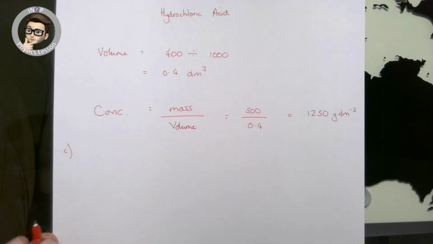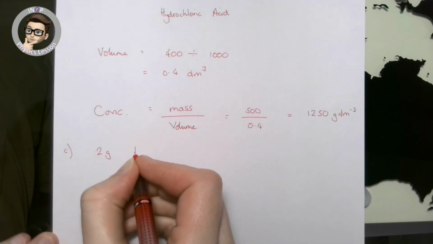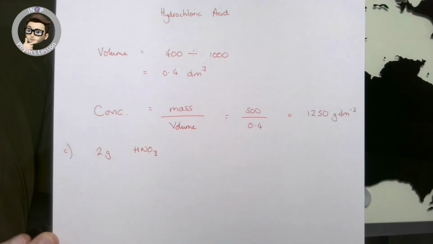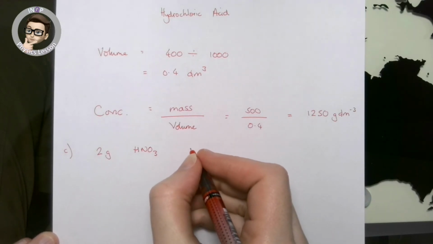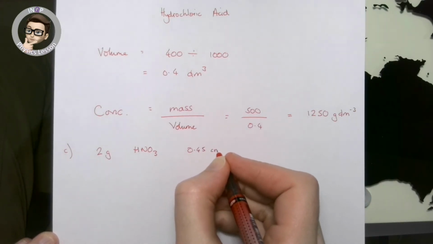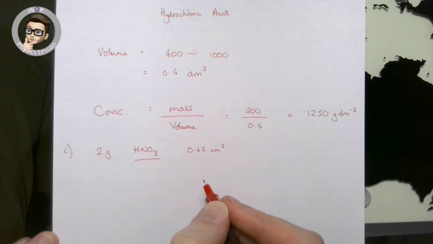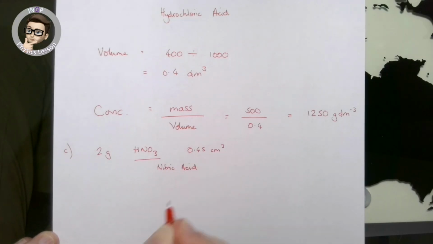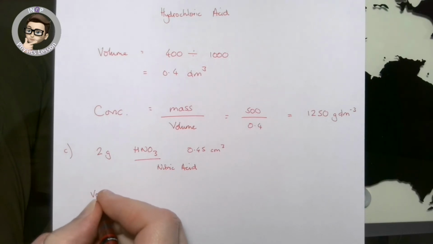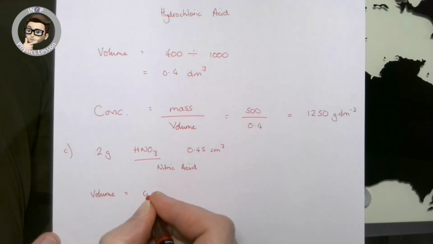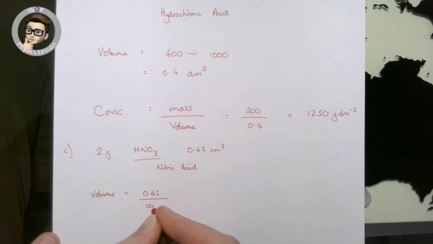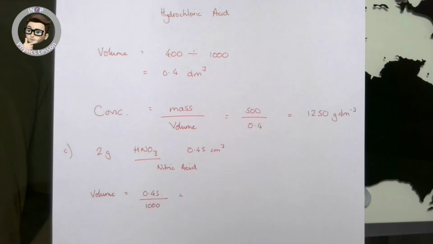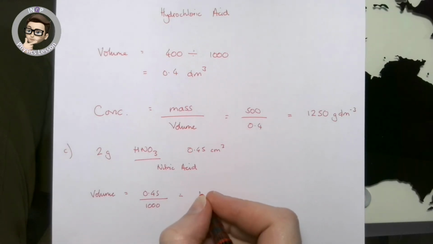And let's do C. This time we're told we've got 2 grams of HNO3, and it's going into 0.45 centimeters cubed of water. HNO3 is nitric acid. So hopefully you remember that one. So let's do our volume first. So volume is going to be 0.45 divided by 1,000. It's going to make that very, very small. So 0.45 divided by 1,000 is going to be 4.5 times 10 to minus 4.